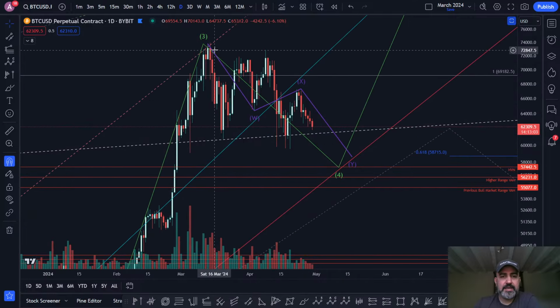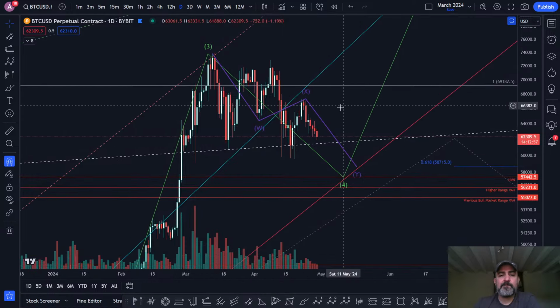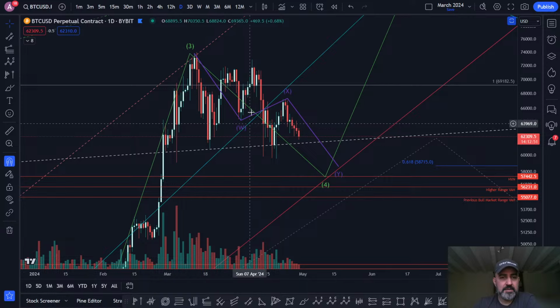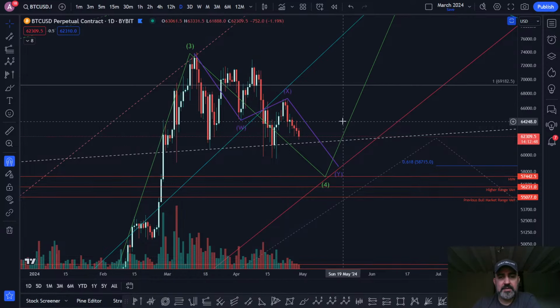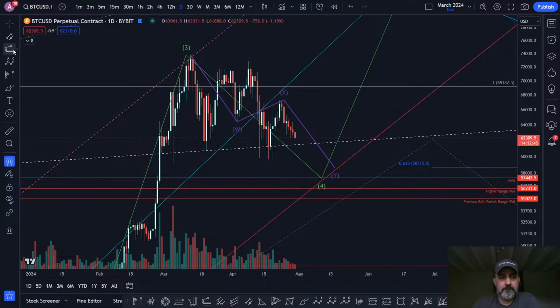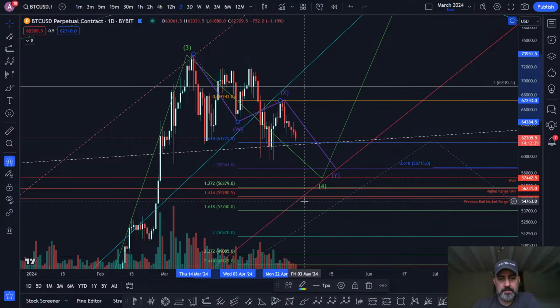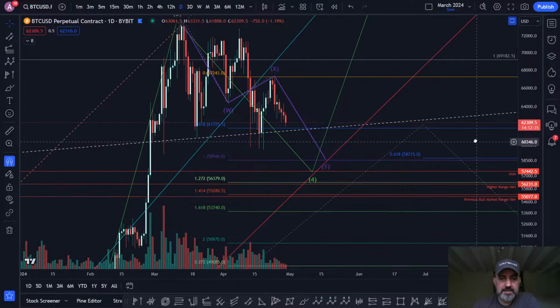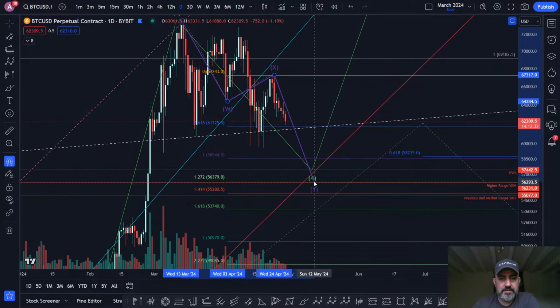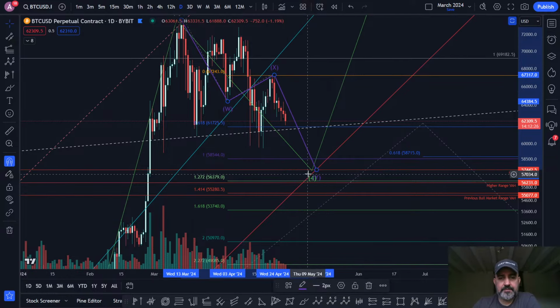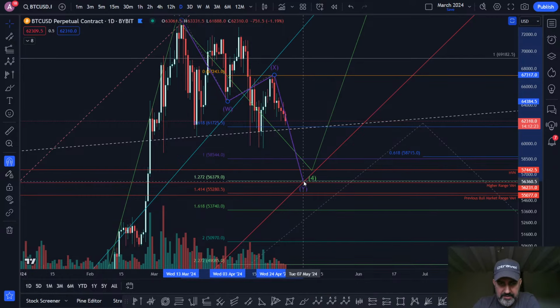And based on my WXY idea with multiple ABCs completing a zigzag, if these are the two pivots, ABC, ABC, ABC, an extended push down would bring us perfectly to our high volume node here, but that's extended down to here, really pushing further down, a little bit further down.